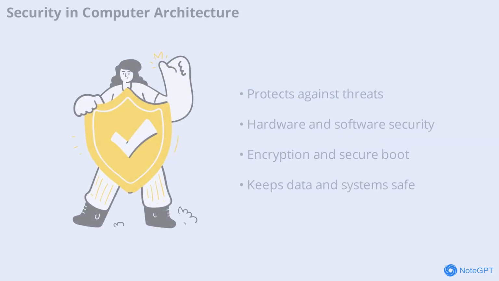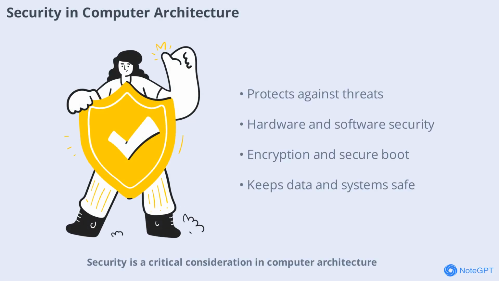Security is a critical consideration in computer architecture. Systems must be designed to protect against unauthorized access, data breaches, and malware. This involves both hardware features like secure boot and encryption and software measures such as firewalls and antivirus programs. Secure architecture helps keep users' information safe and systems reliable.